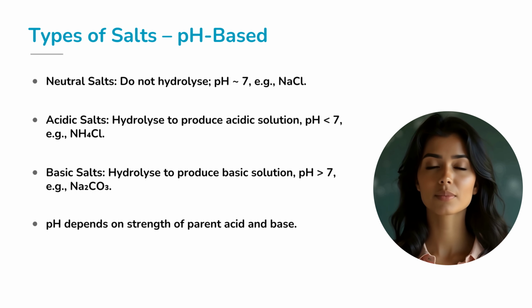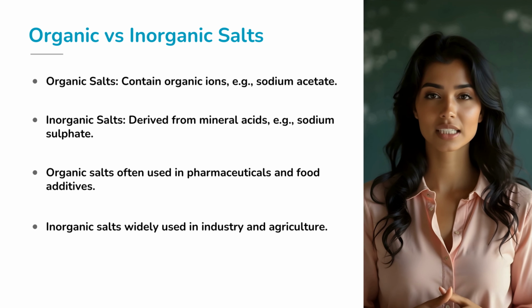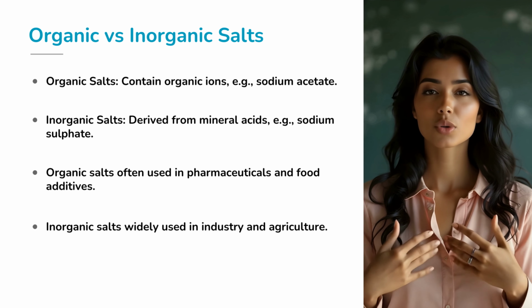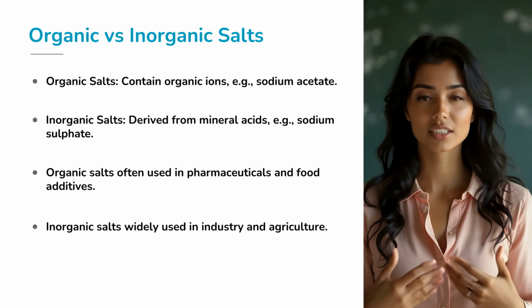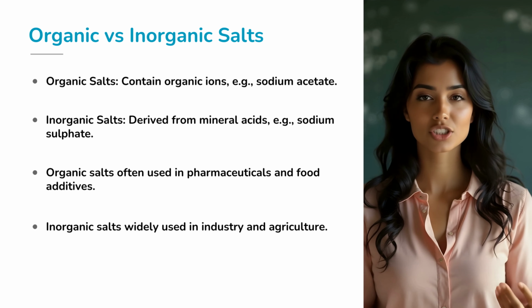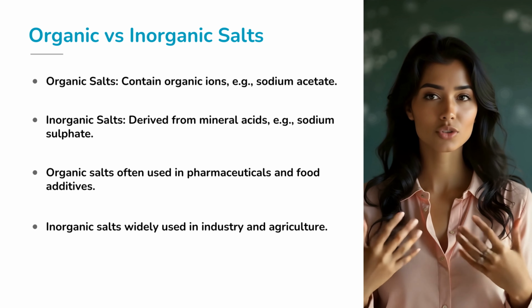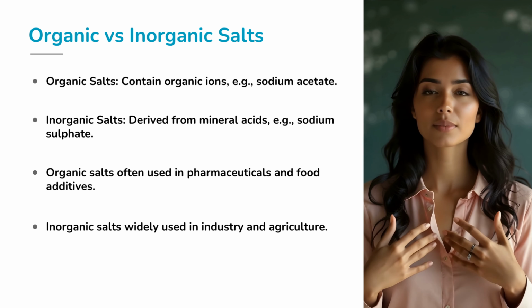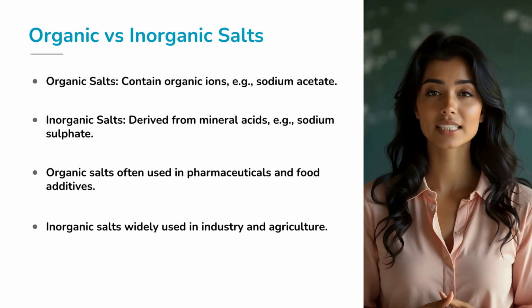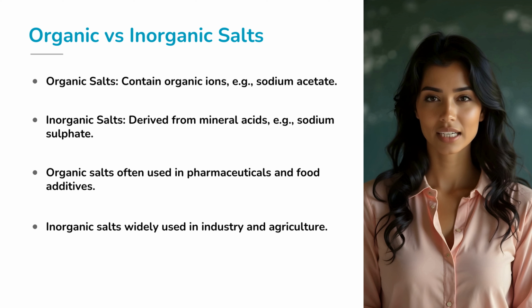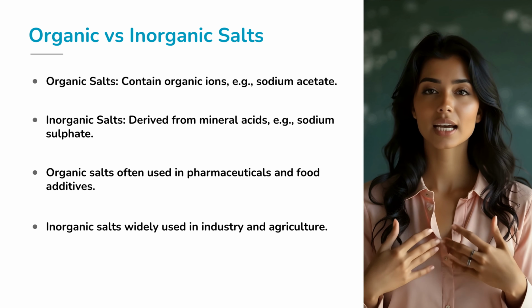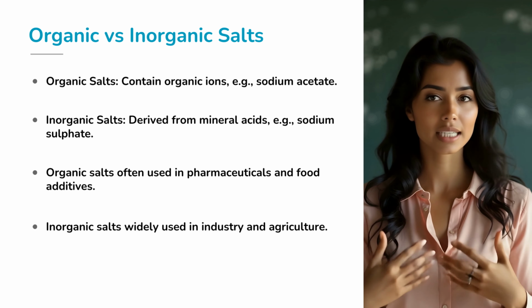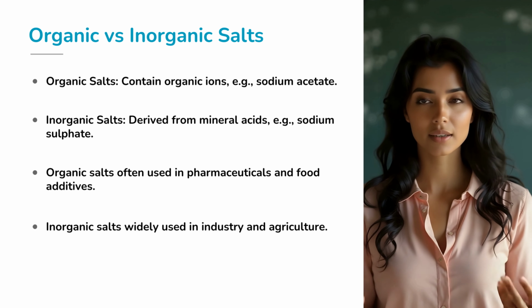Did you know your food preservative and your laundry detergent might both be salts, just from different origins? Organic salts contain carbon-based ions, such as sodium acetate, commonly used in food preservation. Inorganic salts come from mineral acids and are widely used, like sodium sulfate in detergents or agriculture. Understanding the origin of a salt helps us predict its behavior, solubility, and applications in real life.